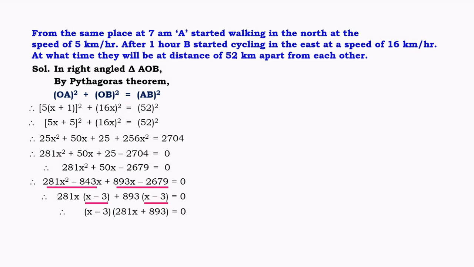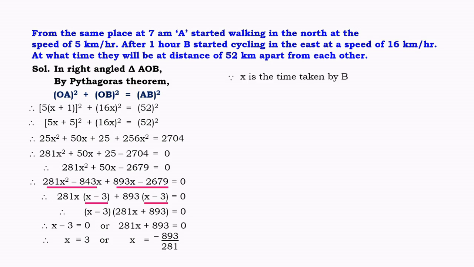Taking x minus 3 as the common factor, we get x minus 3 multiplied by 281x plus 893 is equal to 0. Now, equate each factor to 0. From the first factor, x minus 3 equals 0, so x equals 3. From the second factor, 281x plus 893 equals 0, giving a negative value of x, which is not possible because x represents time. Therefore, we reject the negative value. Hence, x is equal to 3.